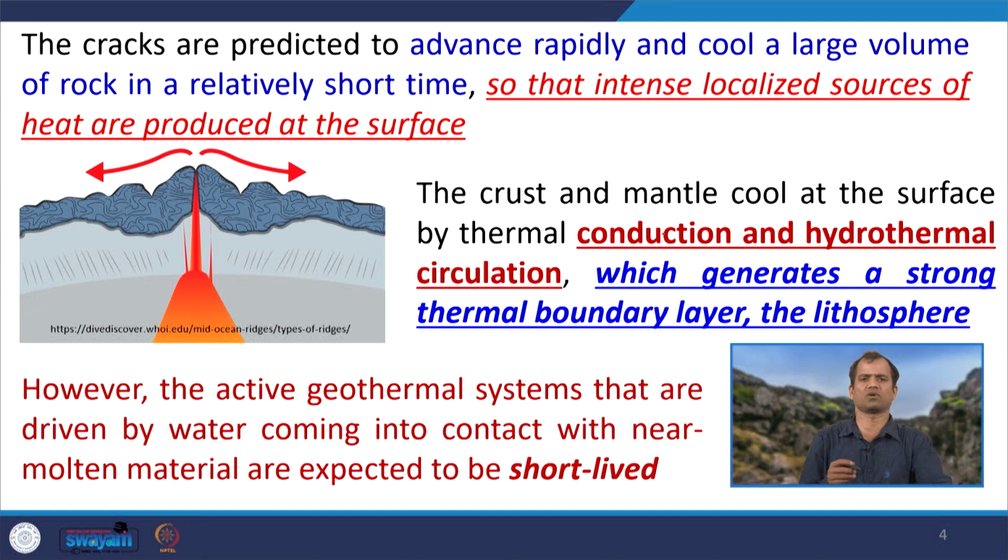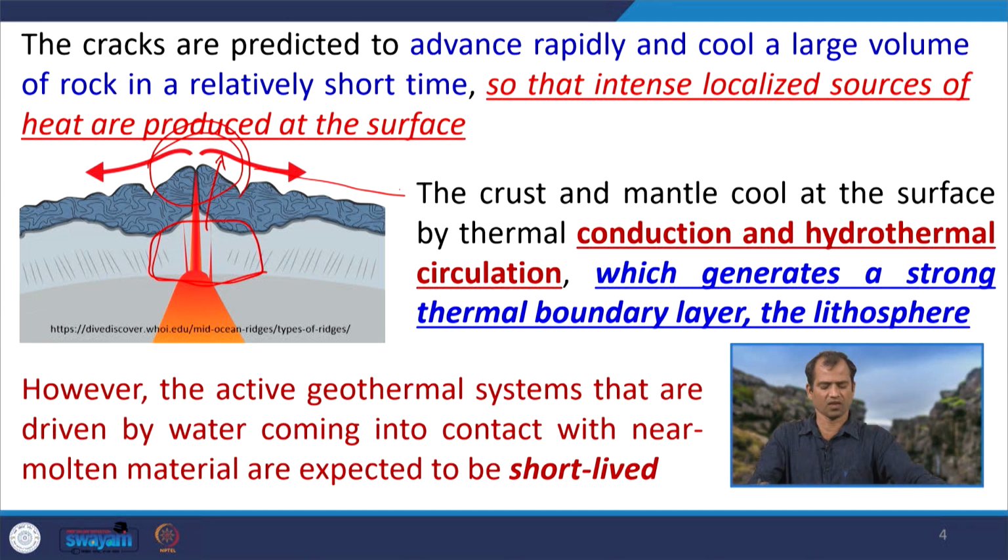It is like an air conditioner, which collects heat from the room and releases it to the air. That is why we get high heat here, and once we move away from the system, the heat decreases. The crust and the mantle cool at the surface by thermal conduction as well as hydrothermal circulation, which generates a strong thermal boundary called the lithosphere. So the asthenosphere and the lithosphere are differentiated by this heat flow.